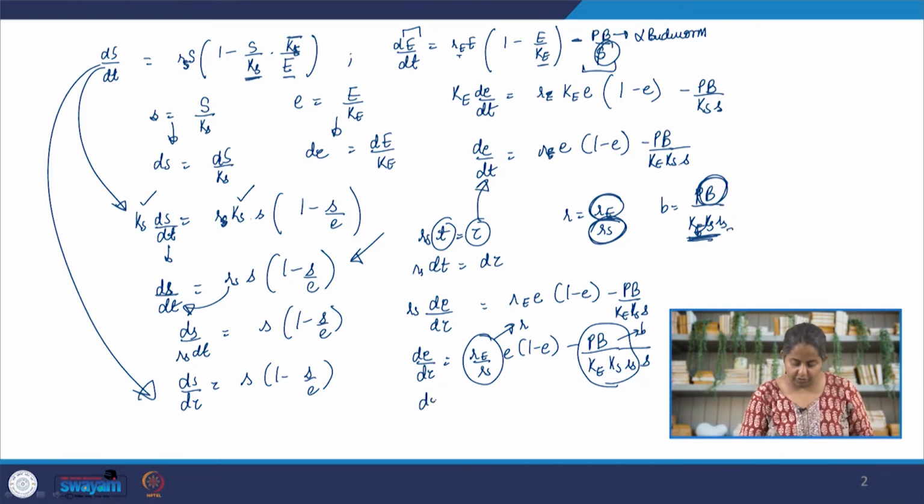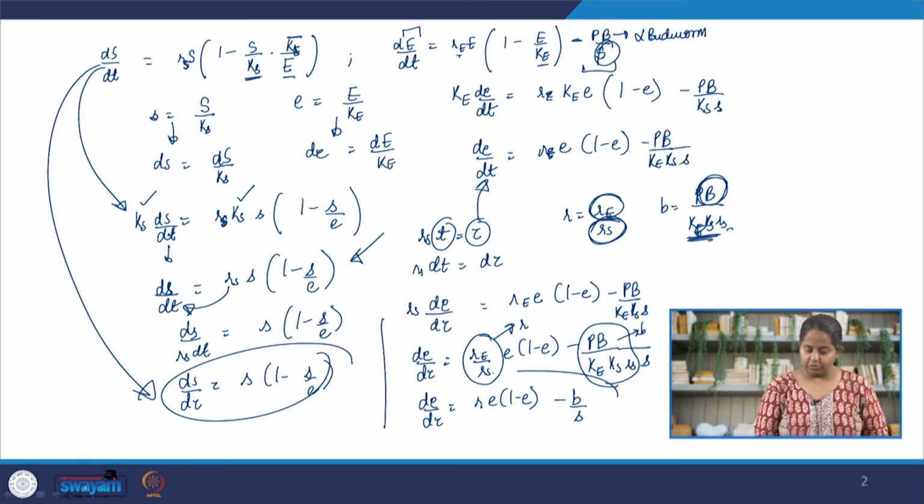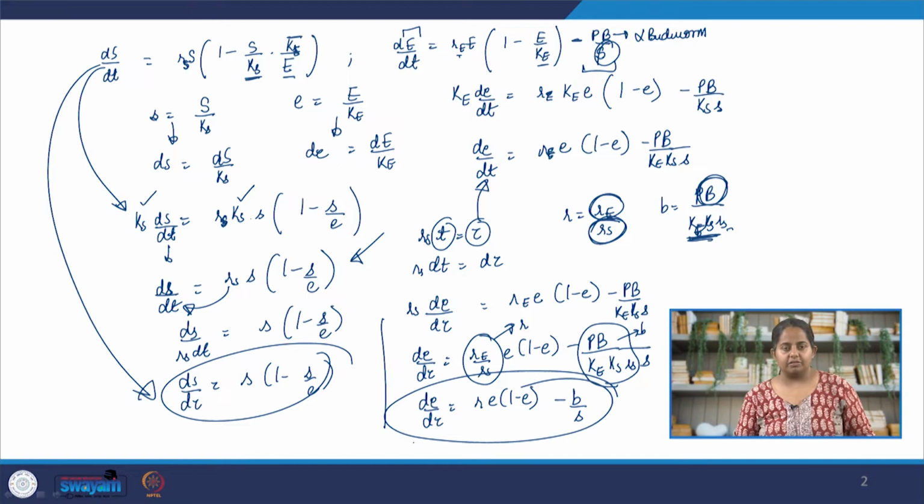So now our new non-dimensional equation becomes R times 1 minus e minus b by s. And here we have this. So now we have two non-dimensionalized equations in our 2D system, and we are going to draw the null lines to figure out what this looks like.